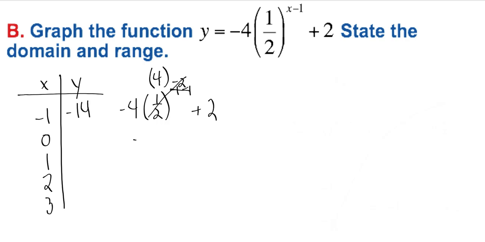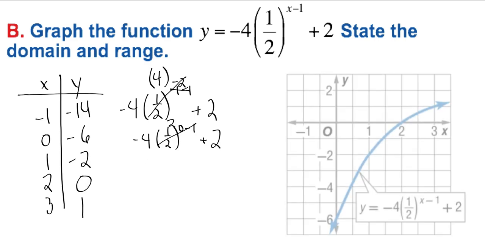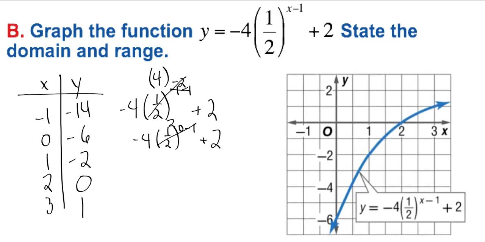Okay? Now if we do the next one, put the 0 in there. All right? So 1/2 to the -1 would make that a 2. Okay, -4 times 2 is -8, plus 2 is -6. All right, and let's just keep rolling with these. All right, so here is our table, and our function looks like that when we graph it.